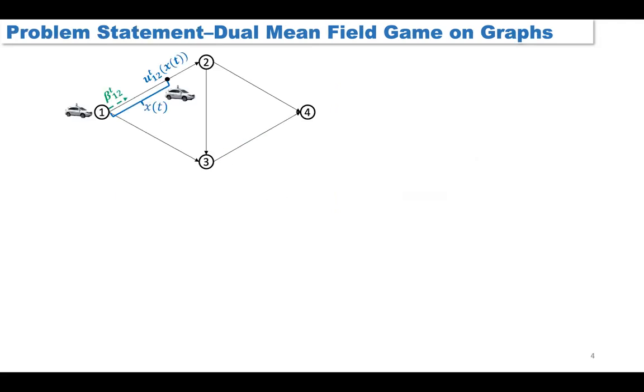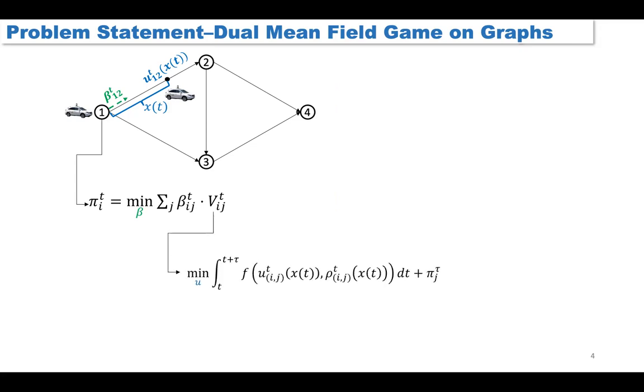We now formally introduce the mathematical formulation of dual mean field games. To make it consistent, we use the autonomous navigation scenario to denote the problem statement. At each node, the vehicle has to make the route choice to minimize the cost. Pi_i denotes the route travel cost from node i to destination when the vehicle starts at the node. Beta is the probability of selecting the edge ij, and V_ij is the travel cost to the destination when the vehicle selects edge ij.